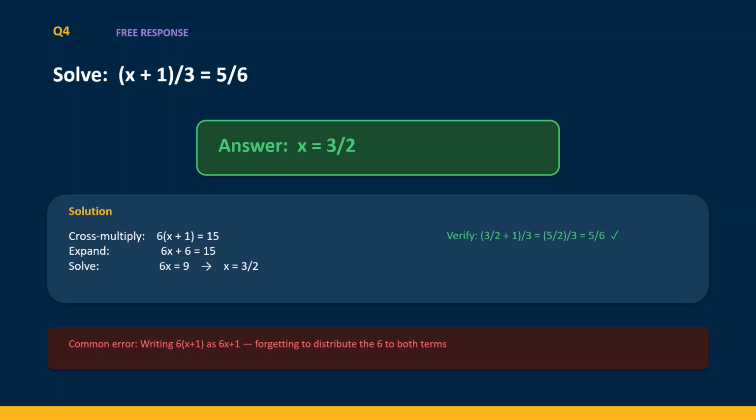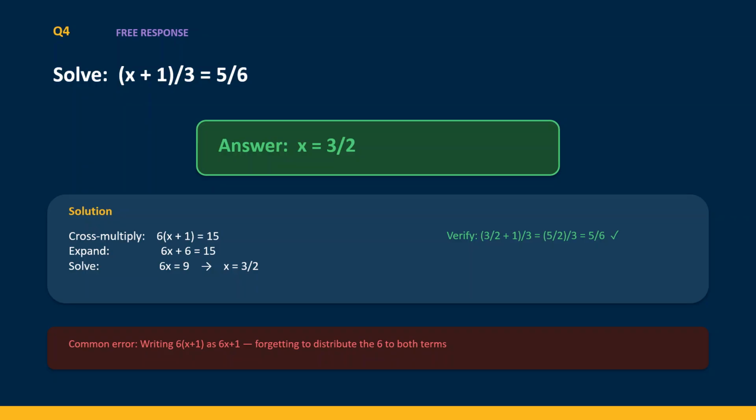This equation consists of 2 fractions set equal to each other, so cross-multiplication is applicable. Cross-multiplying yields 6 times the quantity (x + 1) equals 3 times 5 equals 15. Expanding the left side, 6x + 6 equals 15. Subtracting 6 from both sides, 6x equals 9. Dividing by 6, x equals 9/6 equals 3/2.